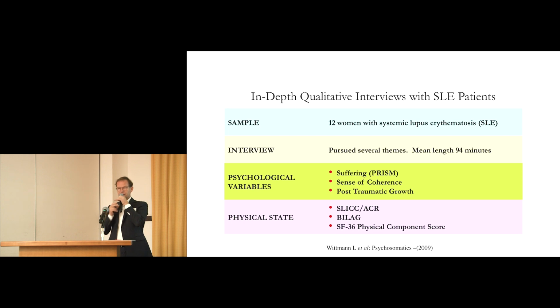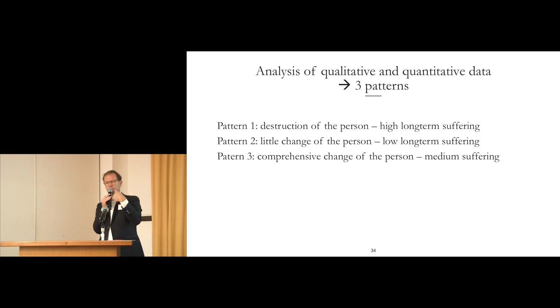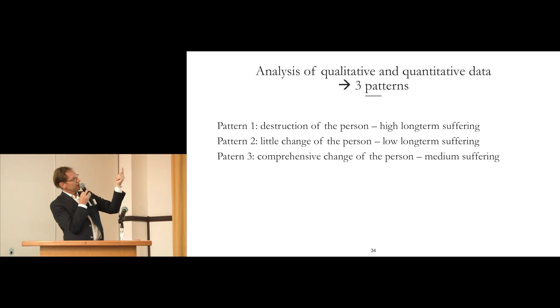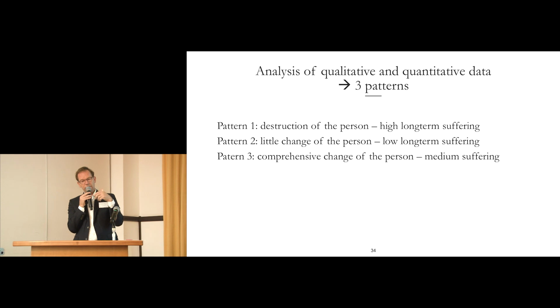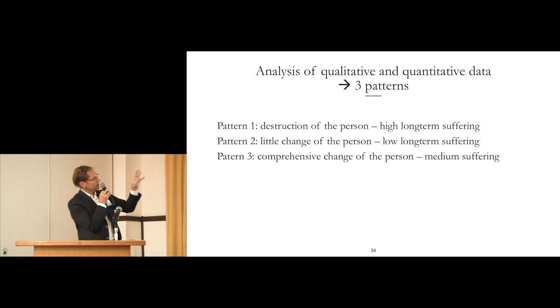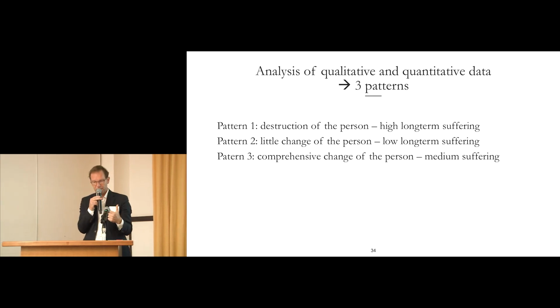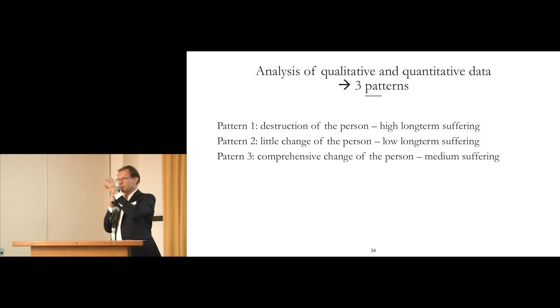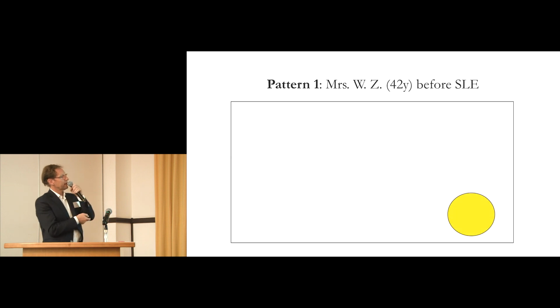When we analyzed the data, we found in these 12 women 3 really different patterns, which I would like to present. A first pattern was shown in persons who felt destroyed by the illness, and they had a high long-term suffering. There were also women who were hardly affected as a person, and they showed a low long-term suffering. And there was also one pattern that to us was the most fascinating. It was a comprehensive change of the person, but a medium suffering. And I would like to give you now 3 stories, narratives of patients showing the meaning of this pattern.